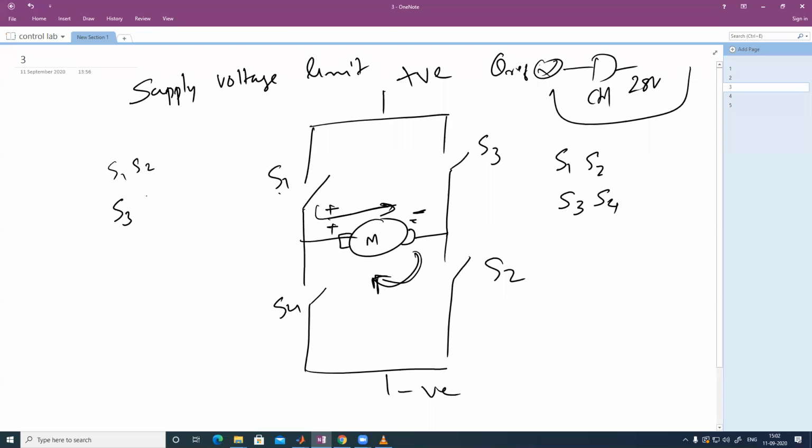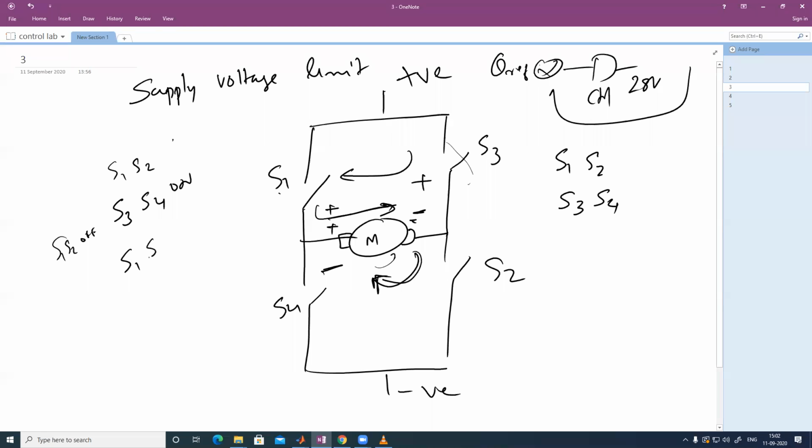And when S3, S4 are on, at that time S1, S2 will be off. That means positive will be here and negative will be here. Current flows like this, and the motor will rotate in the opposite direction.